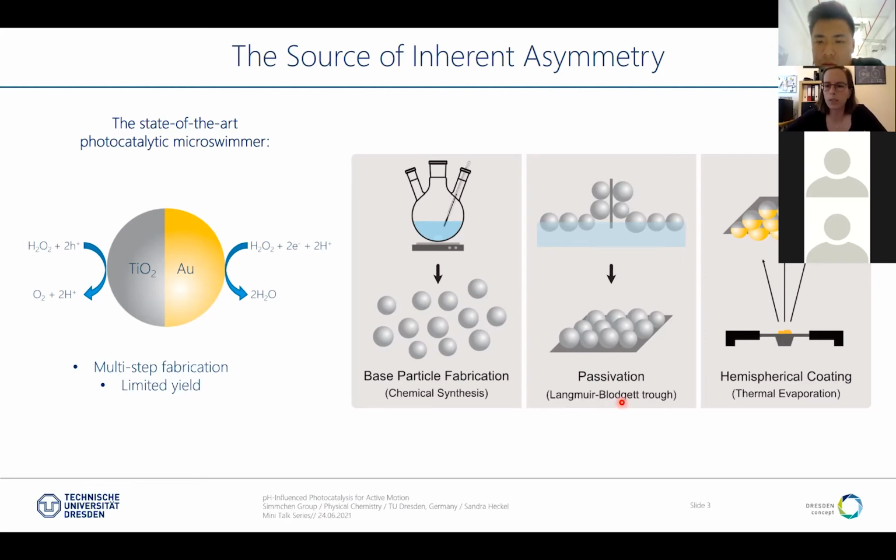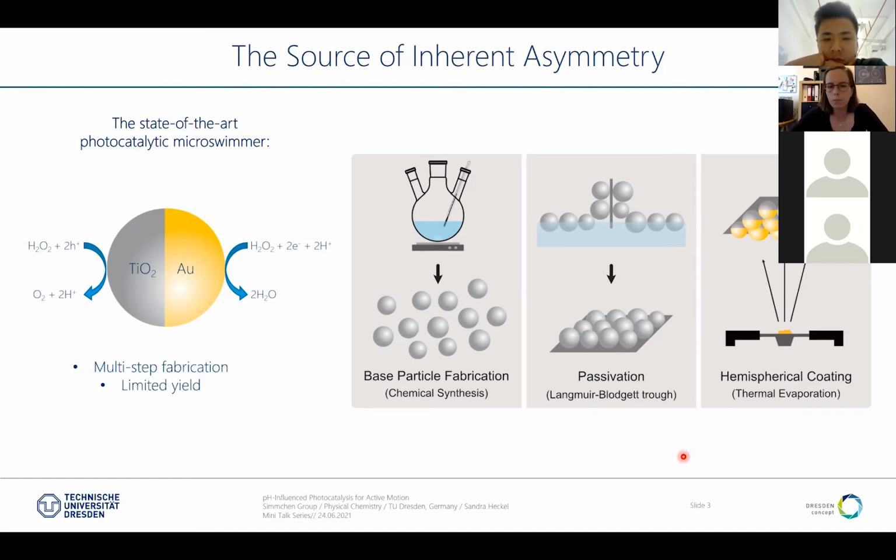So you are always limited with the yield of your swimmers by how many microswimmers you can somehow deposit at once and coat at once. Naturally, your batches of swimmers will differ, and this, of course, reduces reproducibility, which is nothing we want.